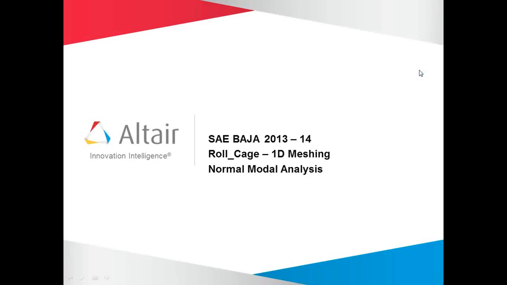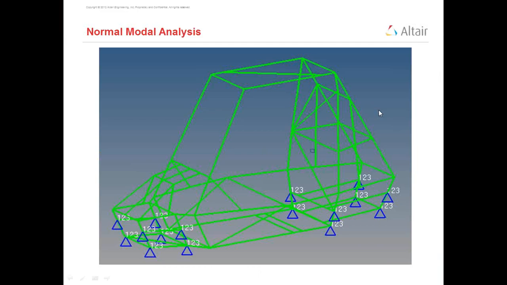In this video, I am going to cover how to create 1D meshing for a roll cage structure, and then how to perform normal modal analysis in Radioss. So to perform normal modal analysis in HyperWorks, first we will create a 1D mesh data using HyperMesh.